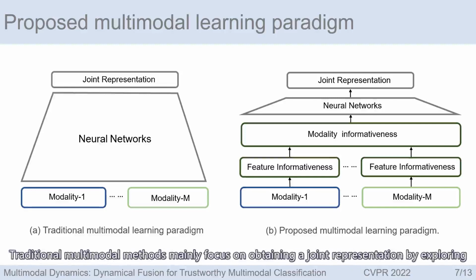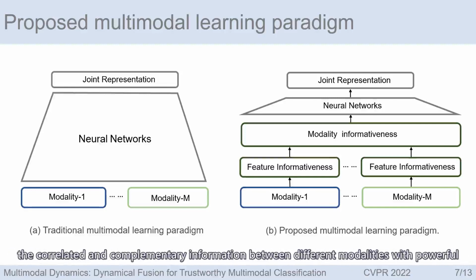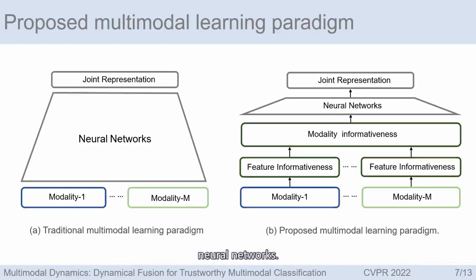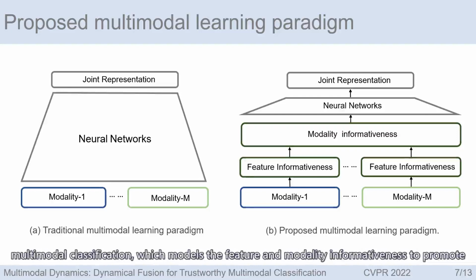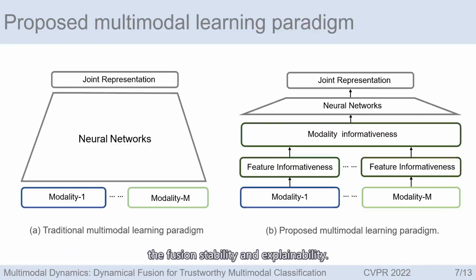Traditional multimodal methods mainly focus on obtaining a joint representation by exploring the correlated and complementary information between different modalities with powerful neural networks. In this work, we propose a novel algorithm termed multimodal dynamics for trustworthy multimodal classification, which models the feature and modality informativeness to promote the fusion stability and explainability.